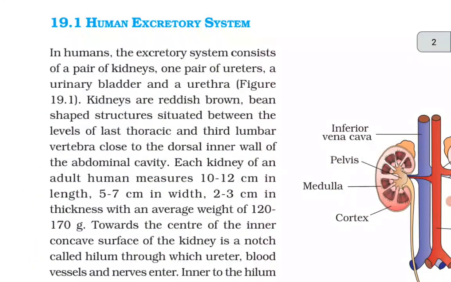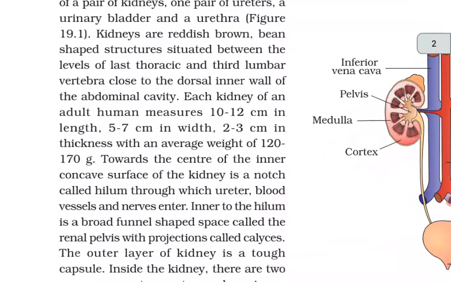Human excretory system. In humans, the excretory system consists of a pair of kidneys, one pair of ureters, a urinary bladder and a urethra. Kidneys are reddish brown, bean-shaped structures situated between the levels of last thoracic and third lumbar vertebra, close to the dorsal inner wall of the abdominal cavity. Each kidney of an adult human measures 10 to 12 cm in length, 5 to 7 cm in width, 2 to 3 cm in thickness, with an average weight of 120 to 170 gram.